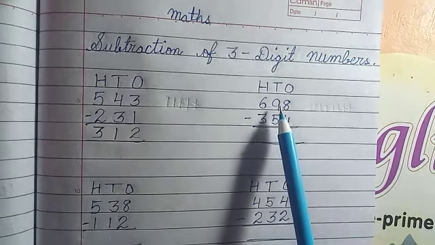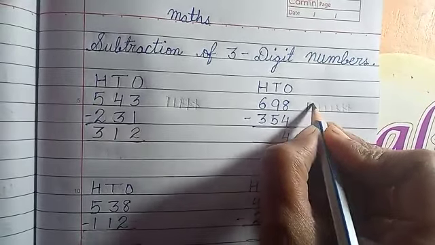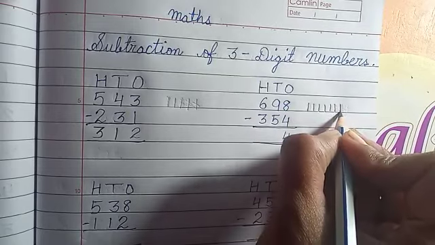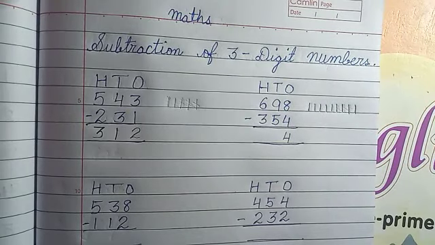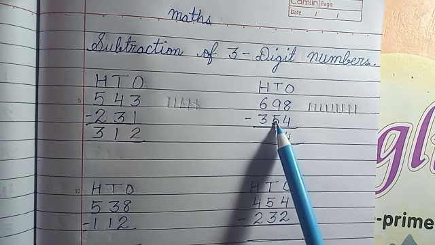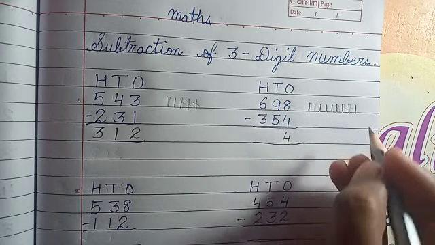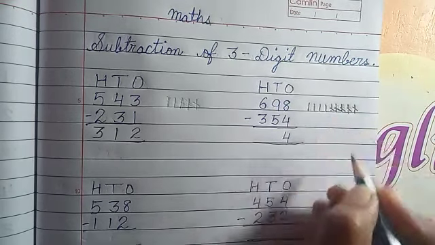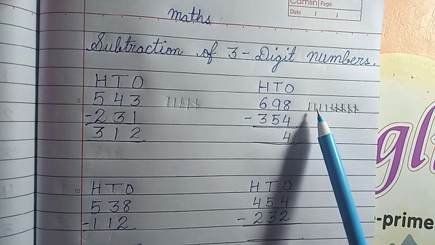Here is 9. Now you draw 9 lines: 1, 2, 3, 4, 5, 6, 7, 8, 9. And here is 5. Out of 9, you remove 5. Count: 1, 2, 3, 4.